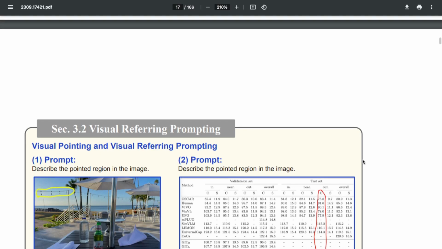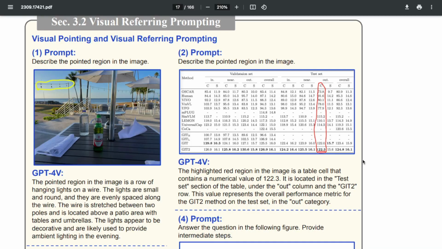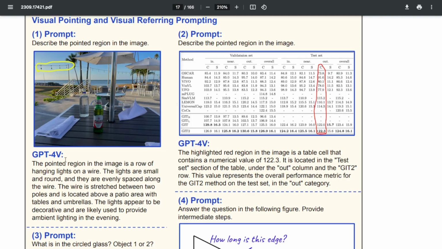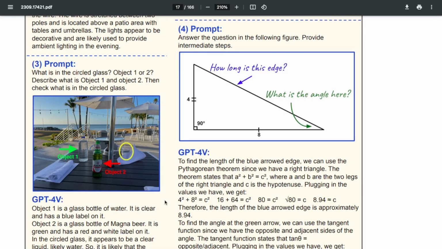So let's further look at examples here. Given an image, and we're constantly using this image for comparison purposes, describe the pointed region in the image. There's a hand drawing. GPT-4V actually answers this. It says it's a wire with lighting, and the wire is stretched between 2 poles, is located above the patio area. The second prompt, and again, we get an answer here.